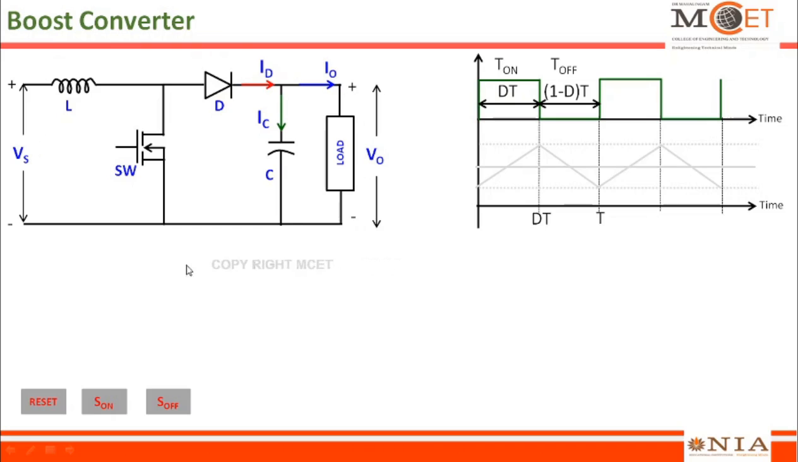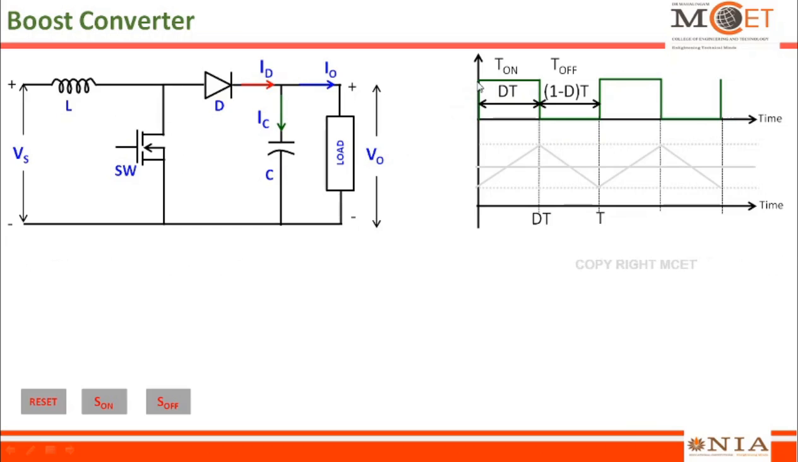The operation of this boost converter can be easily understood by two modes of operation. One is when the switch SW is in on condition, how the circuit will behave. The other one is when the switch SW is in off condition, how the circuit will behave. The green waveform drawn here represents the gate signal given to this switch.